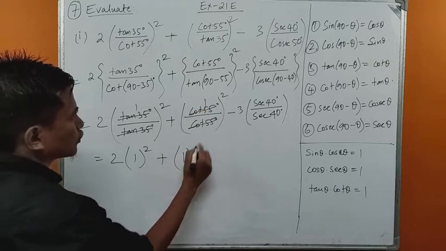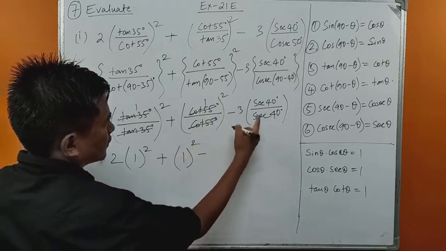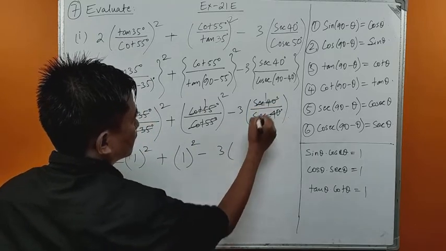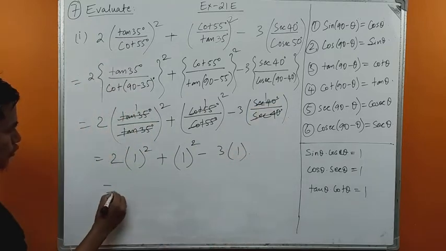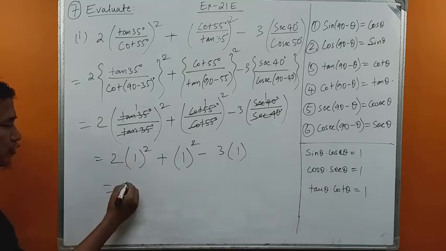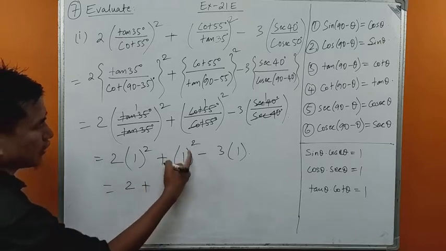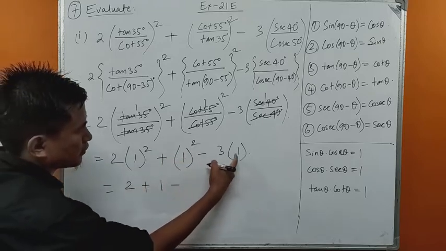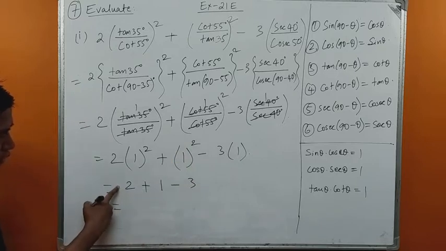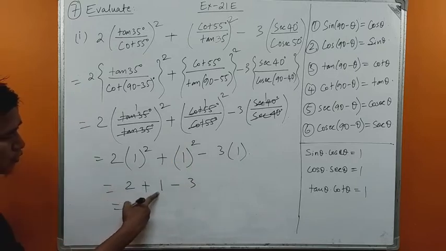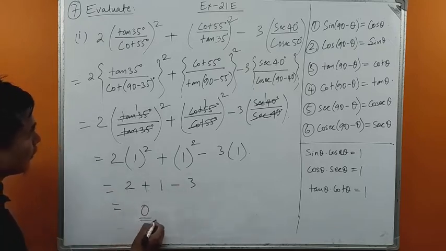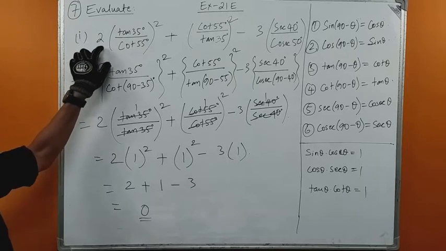So 1 squared minus this sec 40, and sec 40 can be cancelled, 3 into 1 here. So 1 squared is 1, 1 ones are 1, isn't it? So that 1 into 2 is 2 plus 1 squared is 1 minus 3 ones are 3. So plus 2 plus 1, this 2 has a plus sign here, plus 2 plus 1, that is plus 3 and minus 3 is 0.